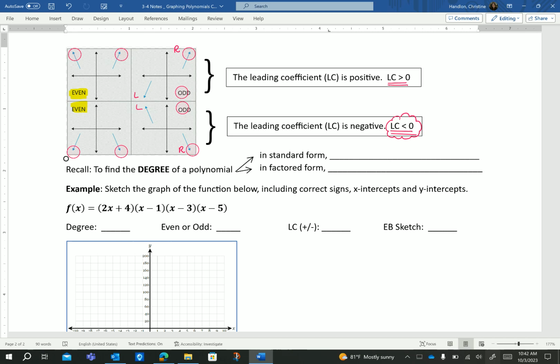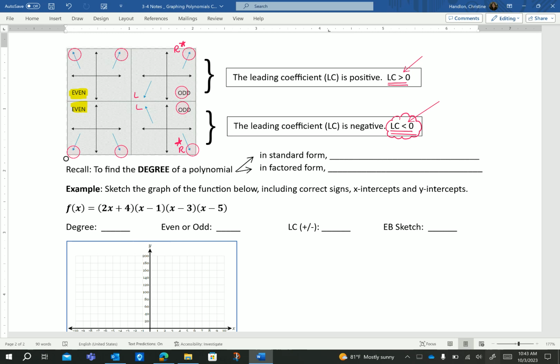If it's an odd function, focus only on the right-handed arrow. That's why I put the R. Focus on the R, putting a big star. That's the one you are caring about, because whatever that one does, the other one has to do the opposite. So if the leading coefficient is positive, the right hand goes up, the left hand has to go down. If the leading coefficient is negative, the right hand arrow goes down and the left hand goes up.